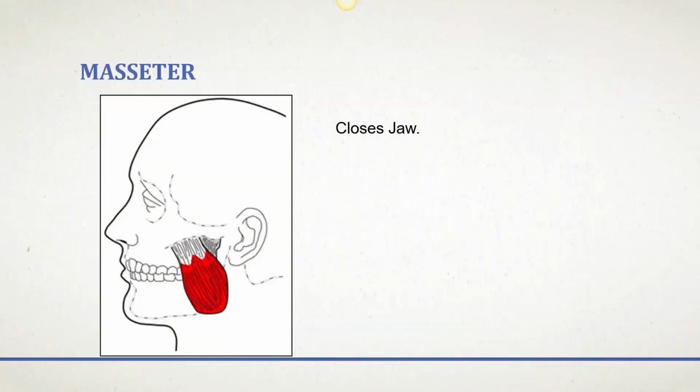The masseter. Masseter is in the side of the jaw, and that's responsible for closing the jaw. The scientific term for chewing is mastication, and we'll learn about that when we get to the digestive system. But the masseter aids in mastication, and I can spell that word out for you just so you can get a visual on it.